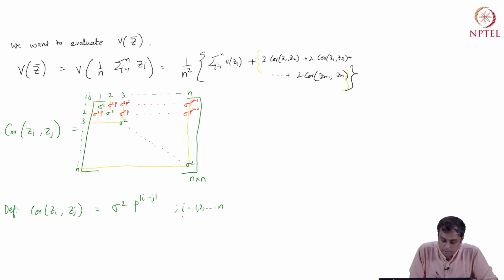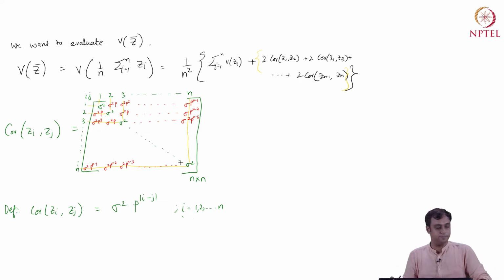For the third row, which is the third i, 3 and 1 gives sigma squared rho squared, 3 and 2 gives sigma squared rho, and keep going until sigma squared rho to the n minus 3. Then we keep coming down. Here we have n and 1, so sigma squared rho to the n minus 1, sigma squared rho to the n minus 2, sigma squared rho to the n minus 3, and keep going. Similarly, you can fill all of these values, and the point that I'm trying to make here is that the off diagonal elements are non-zero. In fact, they are a representation of spatial dependence.